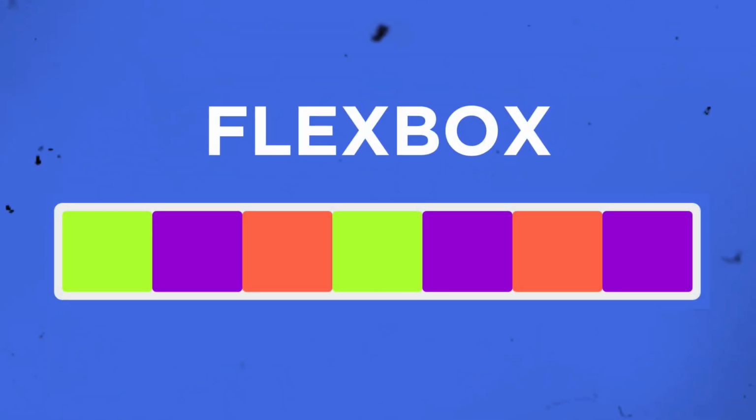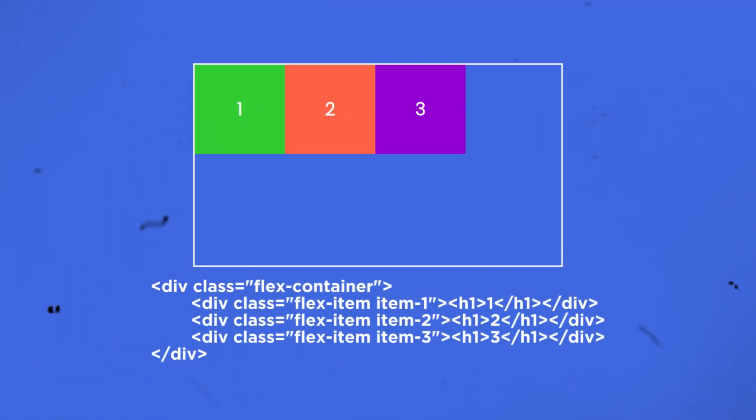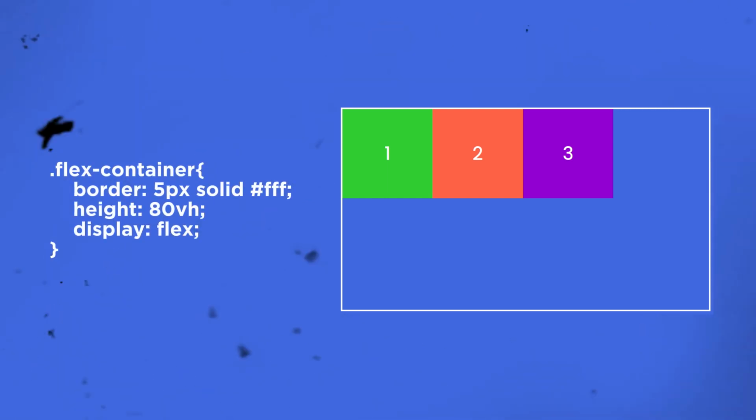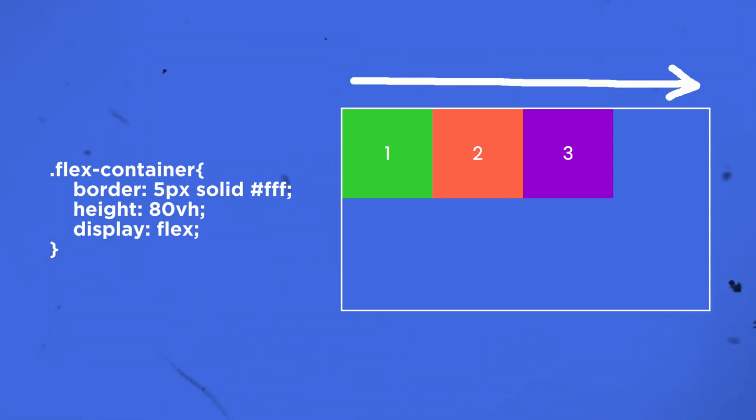Flexbox, a powerful way to build complex layouts with a dynamic and flexible approach. To get started, you simply turn an element into a flex container using the display flex property. This will turn every child element into a flex item. By default, they will be arranged horizontally in a single line.